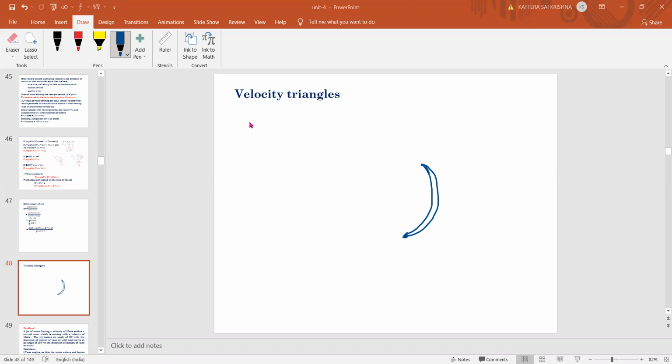So in the last class, we started our study of the impact of jets on moving curved plates, where the blade is a moving curved plate with a velocity of u. We need to know something very important, that is velocity triangles. Now I am showing how to draw the velocity triangle. Yesterday I showed you what velocity triangles are, right?